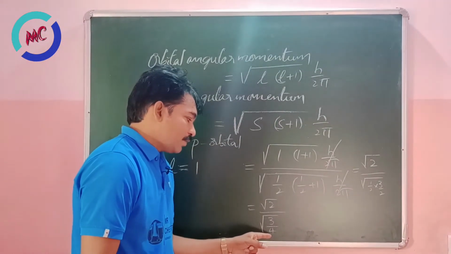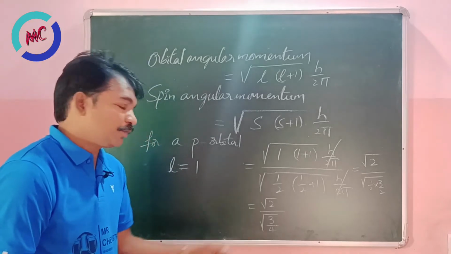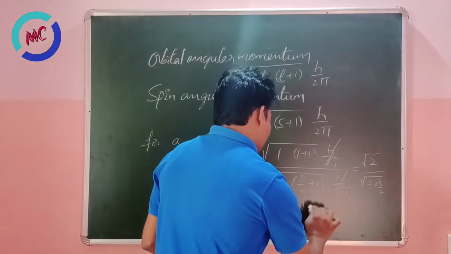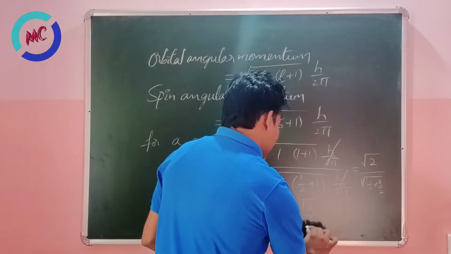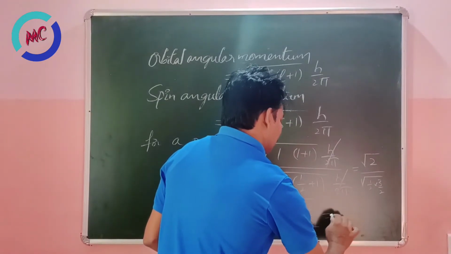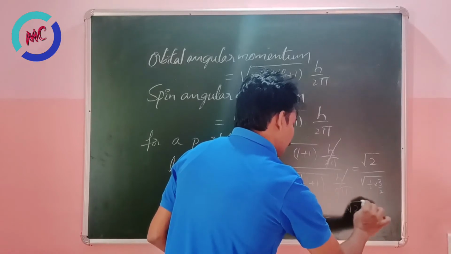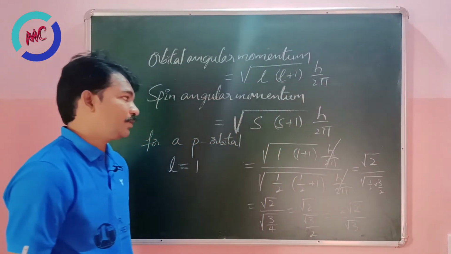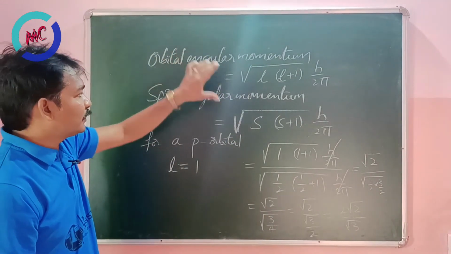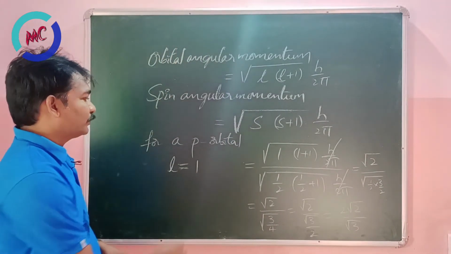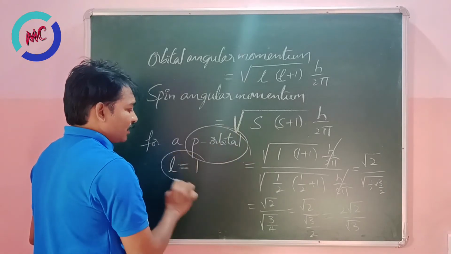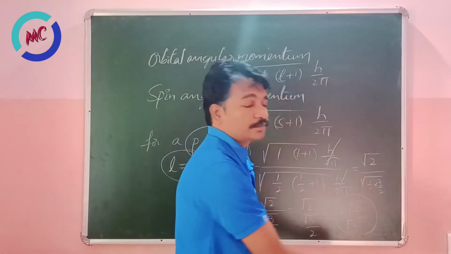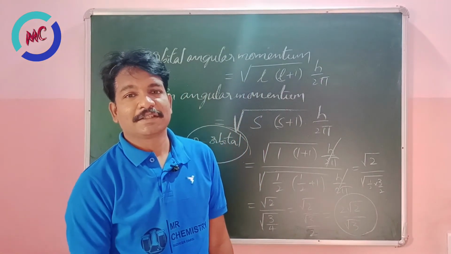See here, what is the root of 4? Root 4 is equal to 2. Then we can write it as root 2 by root 3 by 2, and we can write it as 2 root 2 by root 3. What is the ratio of orbital angular momentum and spin angular momentum of a given p orbital with L value equal to 1? It is nothing but 2 root 2 by root 3.